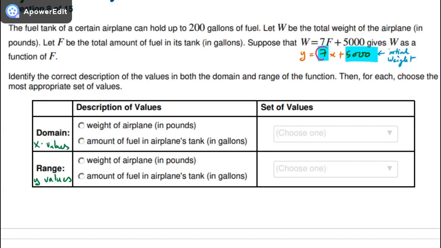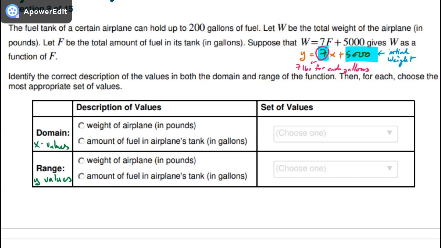Then what is the 7? We know 7 is a slope, right? That tells you something increasing consistently for each something. In this case, for each gallon of gas, it's 7 pounds. Each gallon of gas weighs about 7 pounds in this scenario. I just want to break down slope and y-intercept so you know what they are.